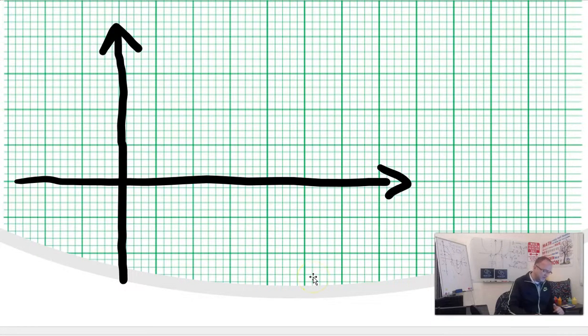Now we said the vertical asymptotes are at your famous pi over 2 and 3 pi over 2. And if this is the 2 pi, this becomes what? What's 3 pi over 2? 270.